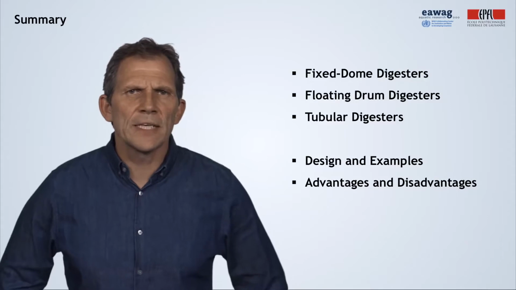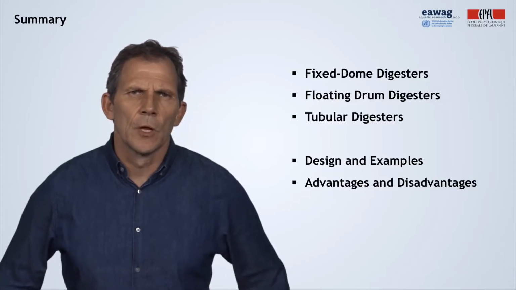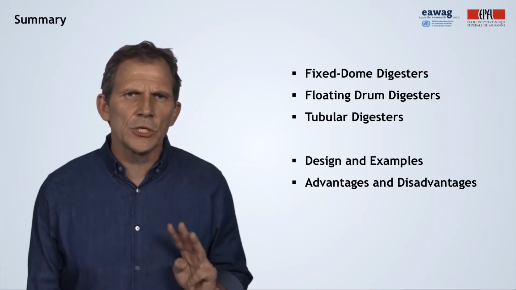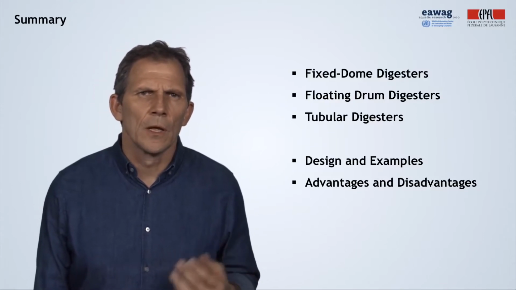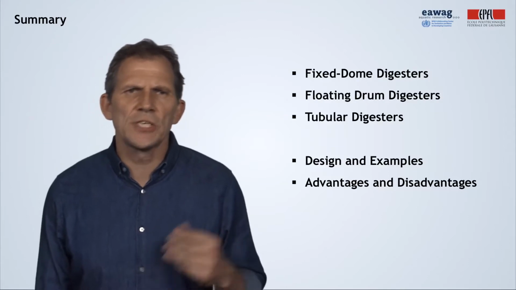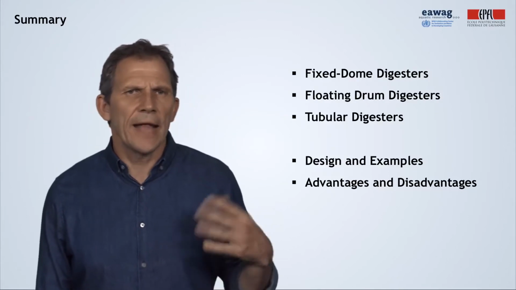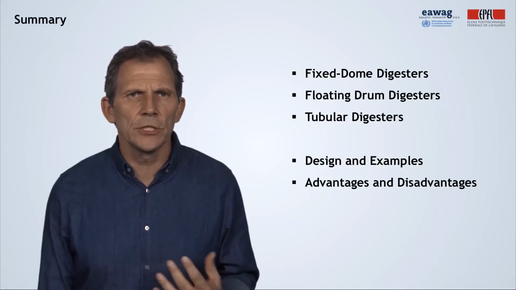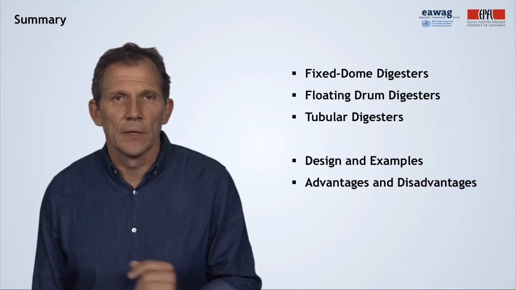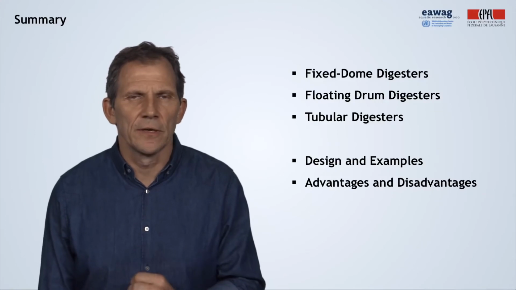So let me summarize what we covered in this module. We looked at 3 different types of digesters. We looked at their design features and some examples. For each, we listed some advantages and disadvantages. In the next module, we'll focus on maintaining the digester in operation and at the product chain, the gas and the digestate. Thanks very much.